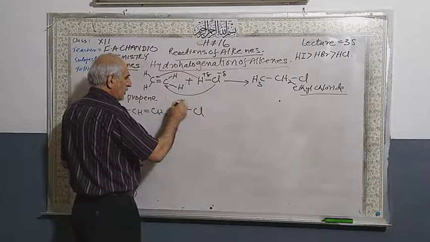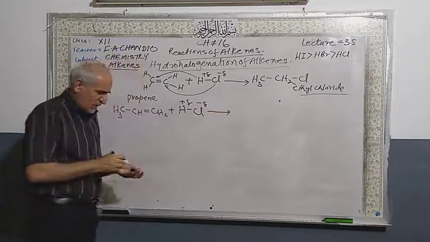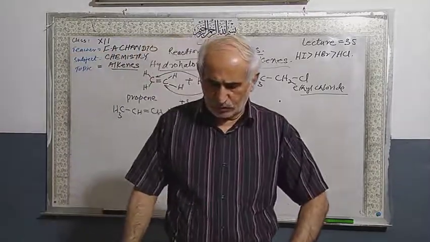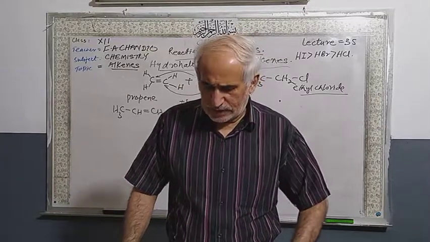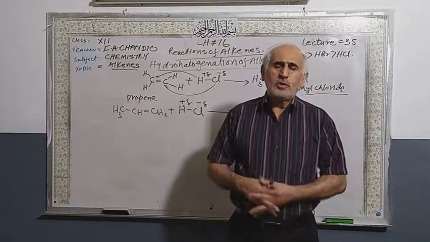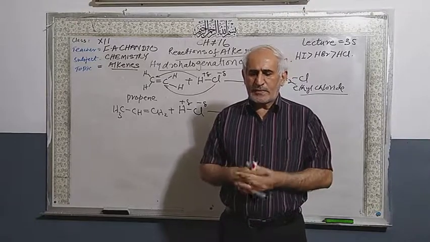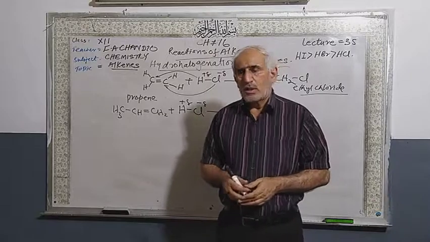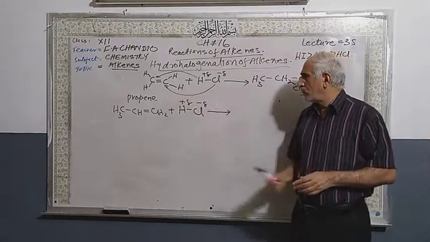So when you add an unsymmetrical reagent, there is one rule, which we will discuss later. That rule is called Markovnikov's rule. Because the reaction is given here, that's why I am giving it to you. The first reaction is given here. First I explain the simple one, then I talk about this one.